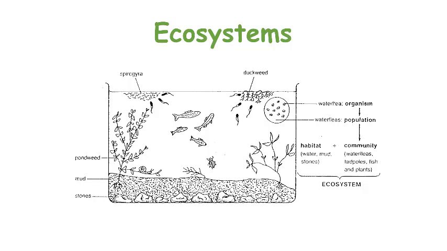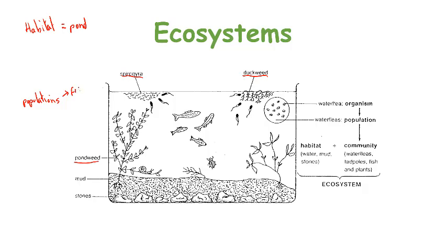Now, here's a little example then. So, this is a little pond. Now, in this case, the habitat is the pond. We've got several different organisms here. We've got Spirogyra, duckweed, which is a plant, pondweed. We've also got little fish, little tadpoles, and little water fleas. So, what we have got here is populations of all these different species.